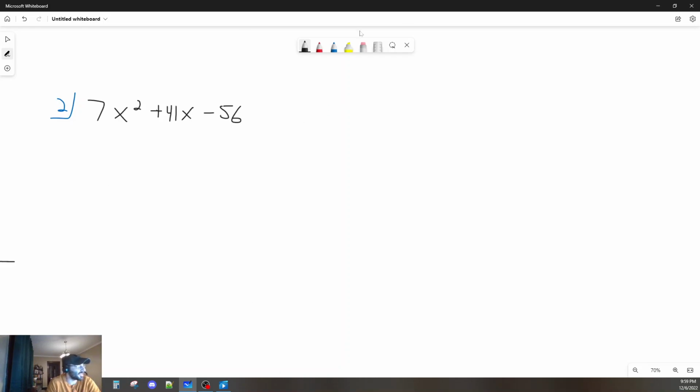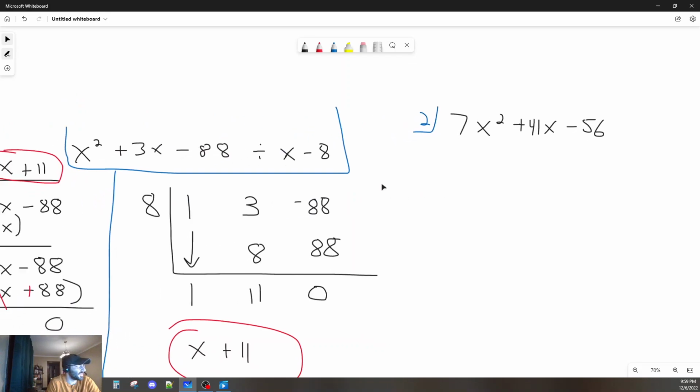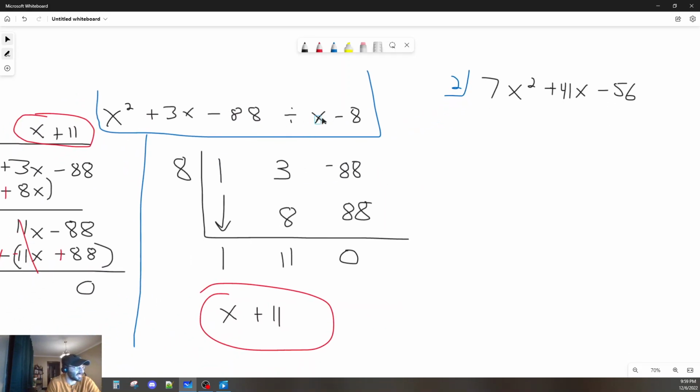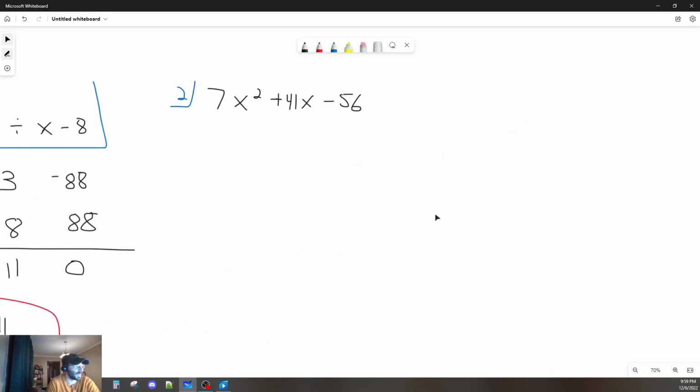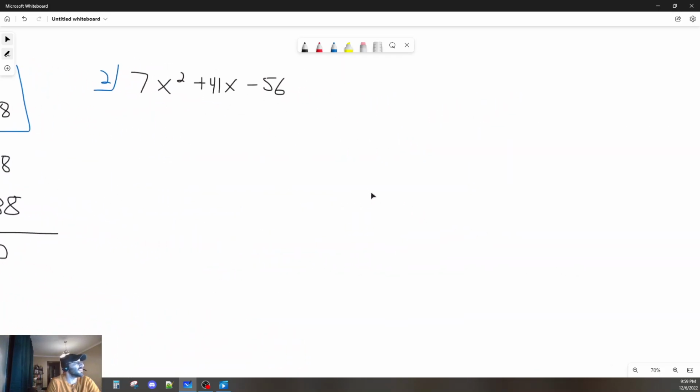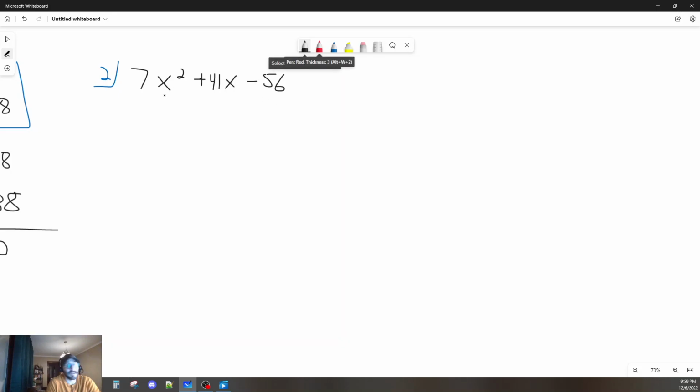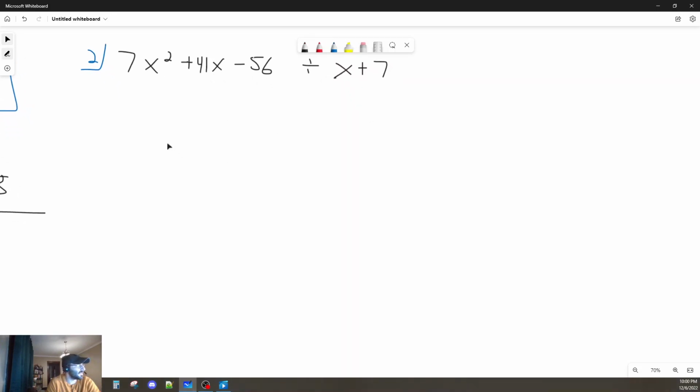And I'm pretty sure this only works when you're dividing by x, right? There's nothing in front of the x and there's no exponent here. I think this method only works when you have just an x plus or minus something. The other way always works. So that's why I don't understand why your teacher's doing it that way. A little bogus if you ask me. Okay, 7x squared plus 41x minus 56 divided by x plus 7. So let's do it the way that we know works.